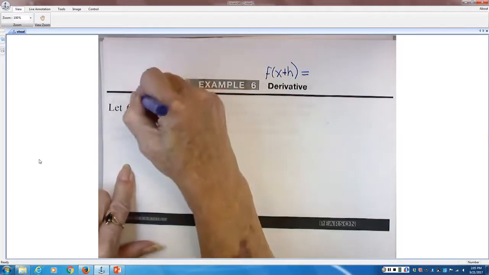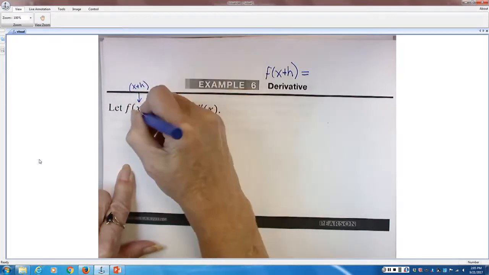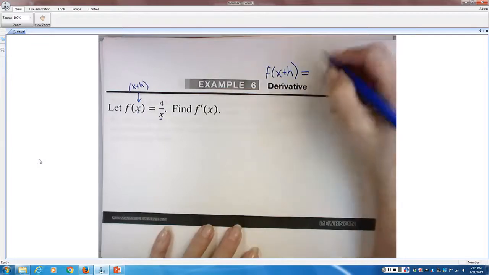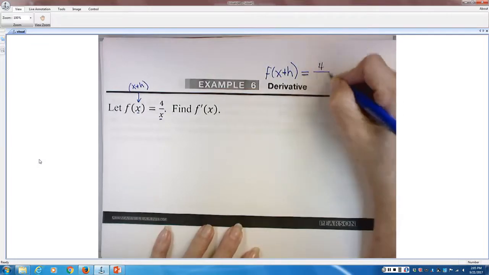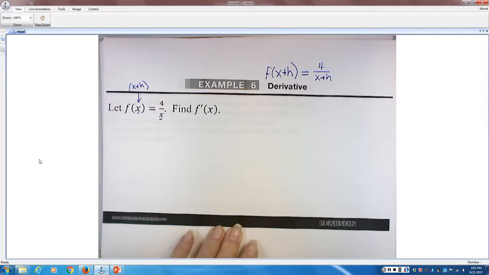Take x plus h and put it in place of x here and here. What does it look like? 4 over x plus h. Exactly. Okay, so that's step 1. I'm leaving out all the stuff about the limit. We can put that on the very bottom.